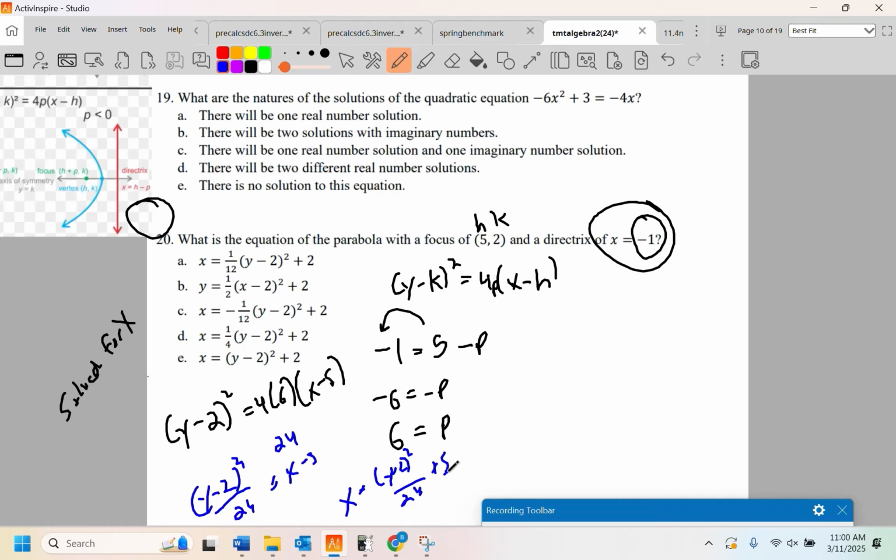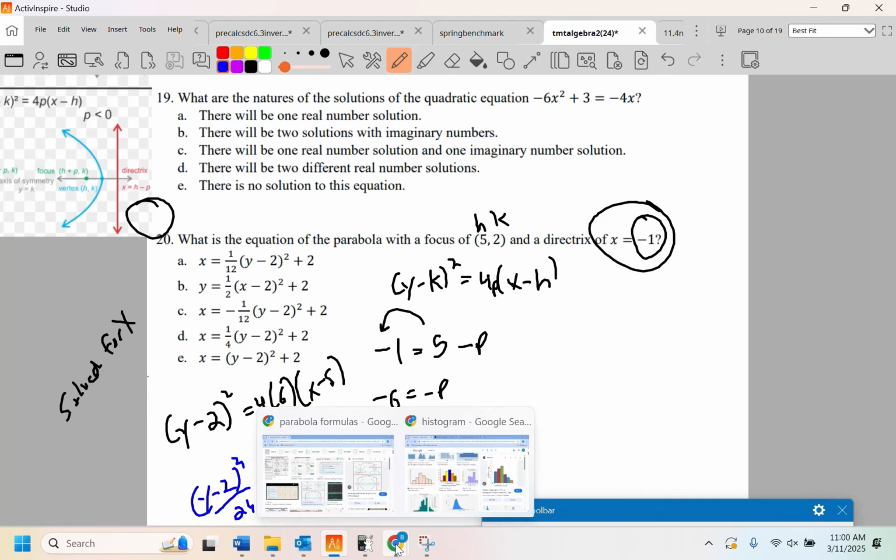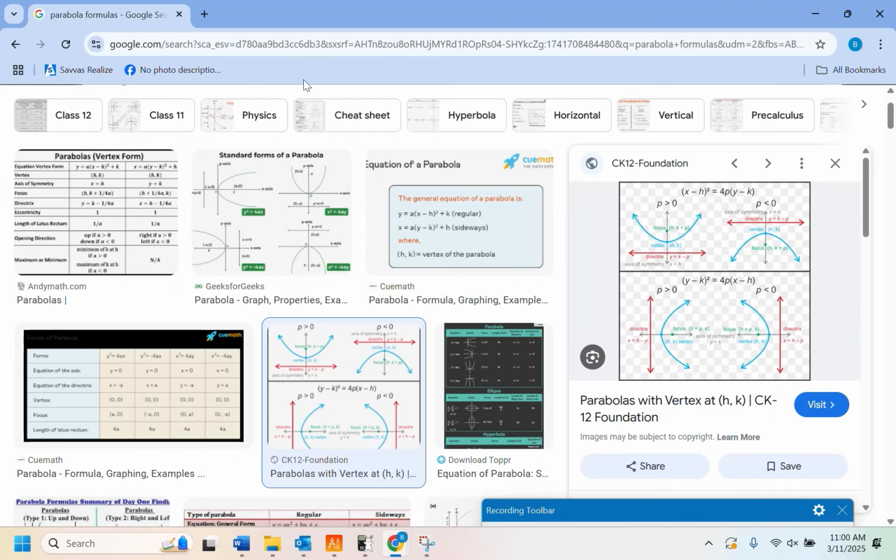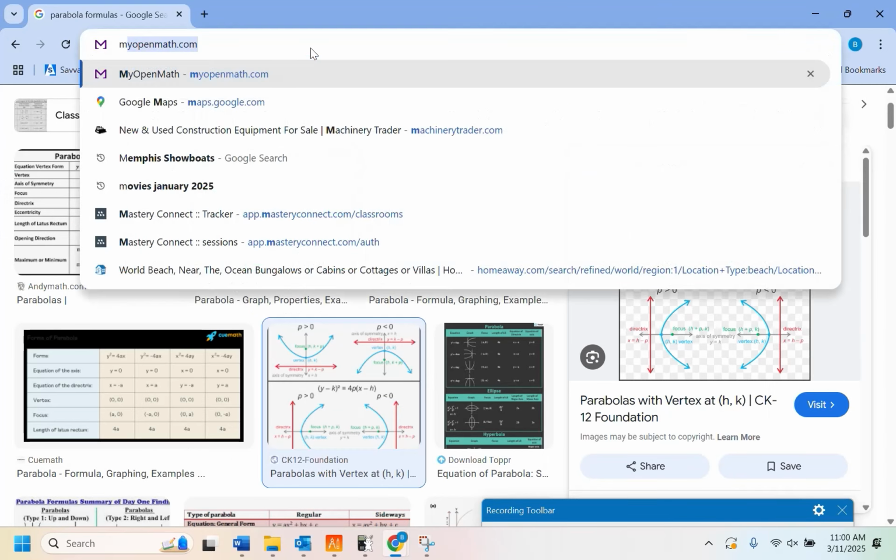But if the directrix is at -1, -1 would equal 5 minus p, so the p-value is 6. The equation is 4p times x minus h quantity squared. I wonder if there was a typo made on this one. That is a very good possibility. Let's see what they say the answer choice is and see if we can do some wrong math to get it.